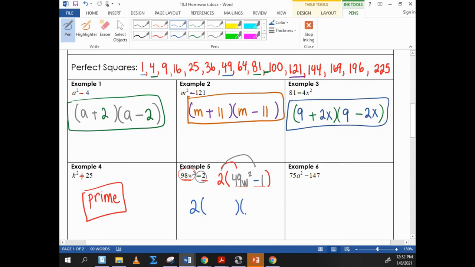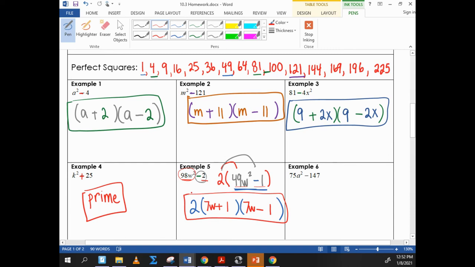We're going to write down our 2 binomials right here that this one binomial will factor into. Okay, remember, one's going to be a plus, one's going to be a minus, and then we just take the square root. What's the square root of 49? Well, it's 7, and the square root of w squared is w. So I've got a 7w as my first term in both of those. And then what's the square root of 1? It's just 1. So that will go in the second place right there.